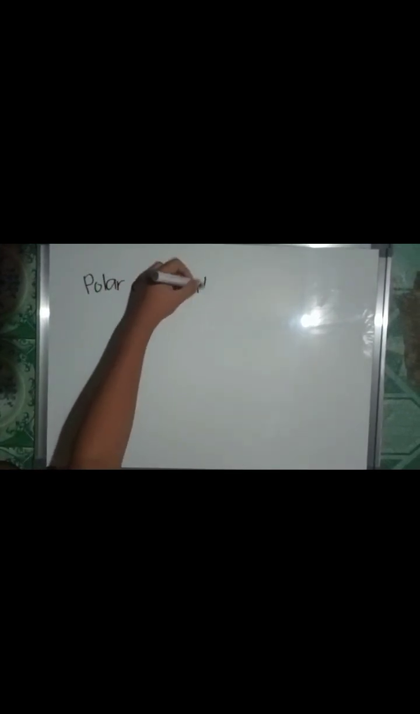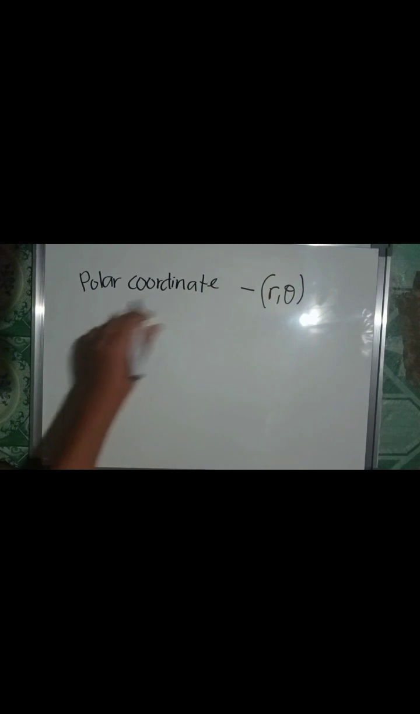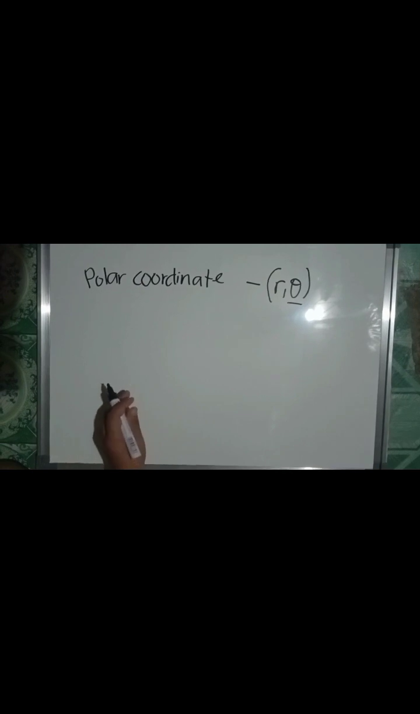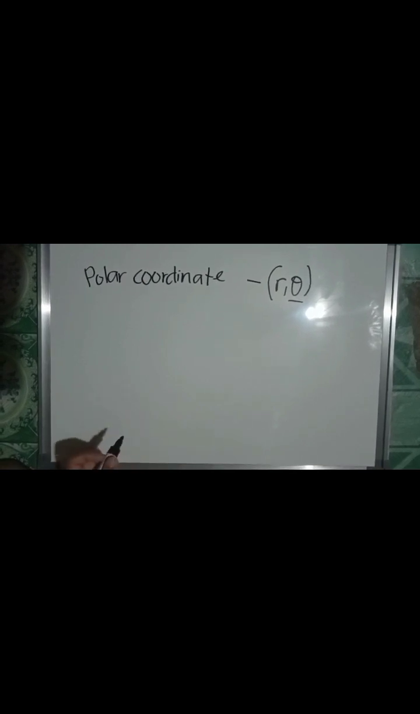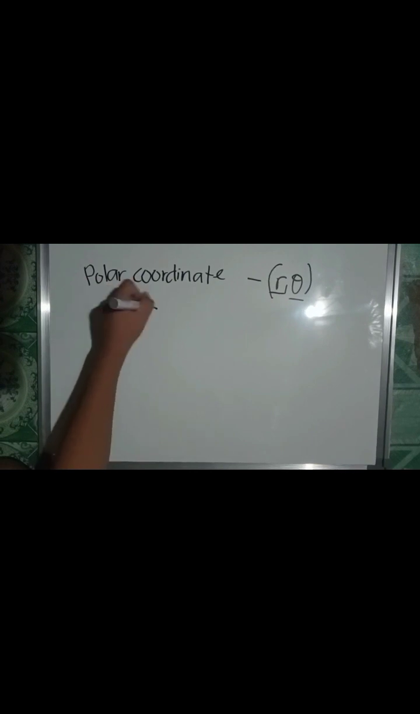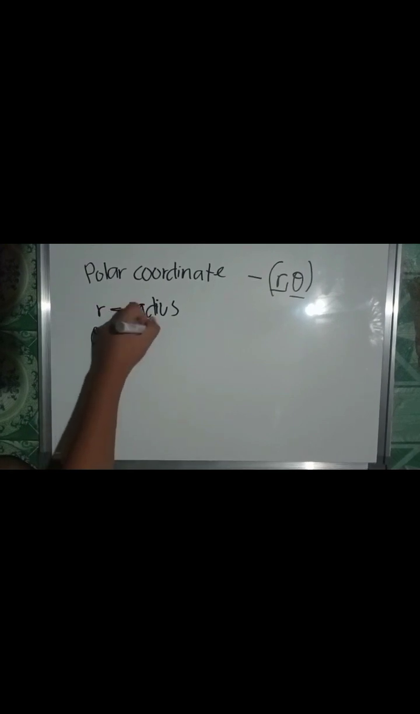When we talk about polar coordinates, a point in the plane is identified by a pair of numbers, which are r and theta. This number theta measures the angle between the positive x-axis and the ray that goes through the point. And this r is the radius, which measures the distance from the origin to the point. This is the angle theta.